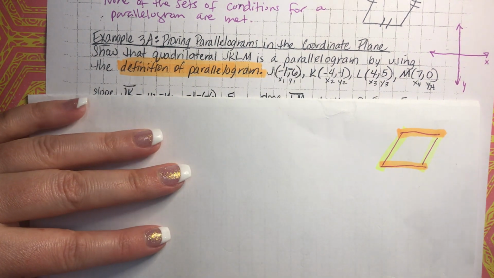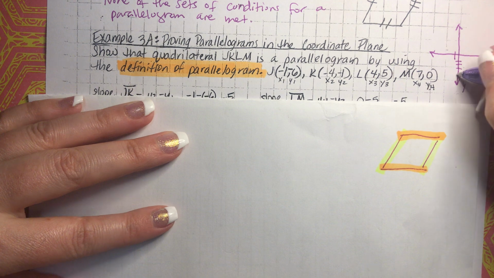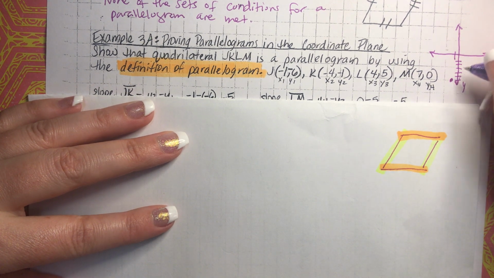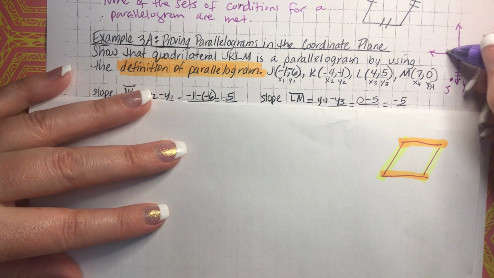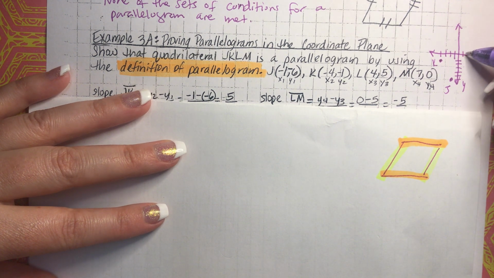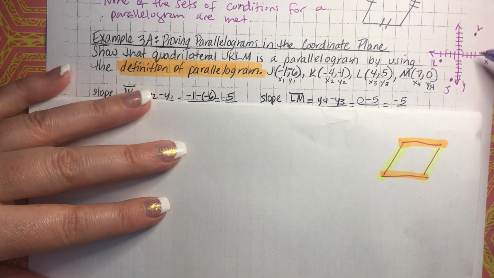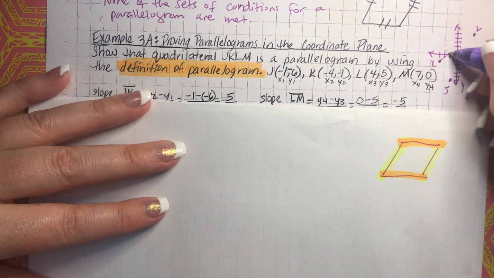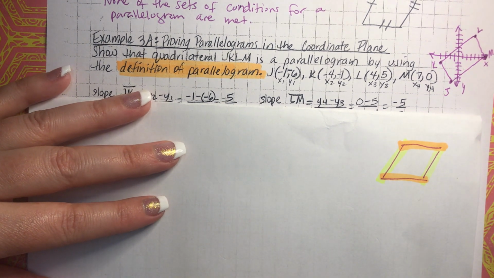Okay, so I'm just going to roughly plot these points. J is -1, -6: 1, 2, 3, 4, 5, 6. It would be right about there. K would be -4, 1, 2, 3, 4, -1, so right about there. L is 4, 5, so roughly there. And then M is 7, 0. So this is our quadrilateral, and we're trying to prove that this is a parallelogram.